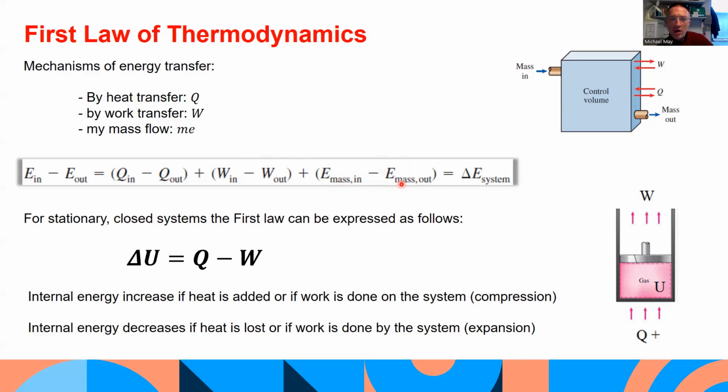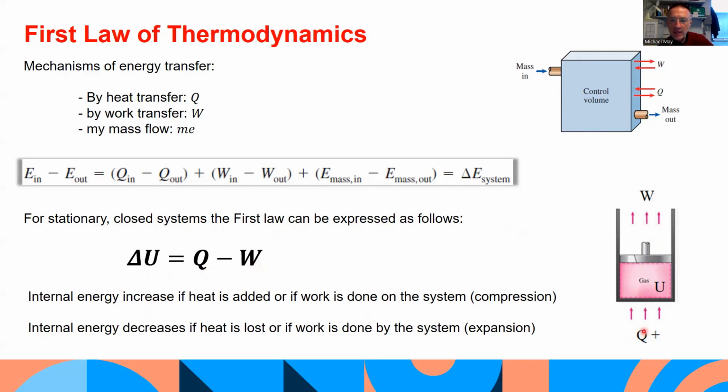And for closed stationary systems like this piston cylinder device, we're not dealing with mass flow coming in and going out, so we can neglect the mass flow element. The only energy coming in and out of the system for a closed system is the heat going in minus the work going out, or vice versa. So for stationary closed systems, the first law can be expressed as follows: the change in internal energy equals the heat applied to the system minus the work done on it.